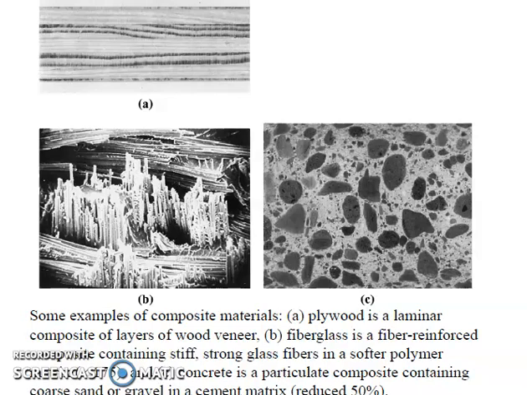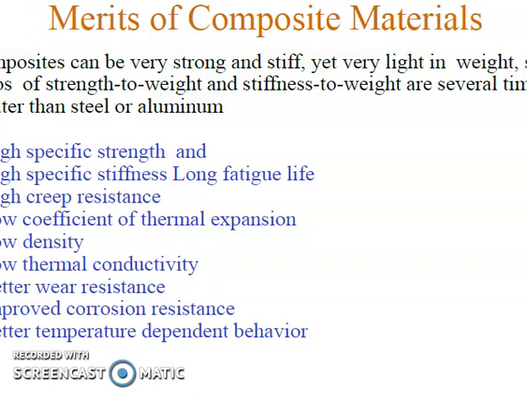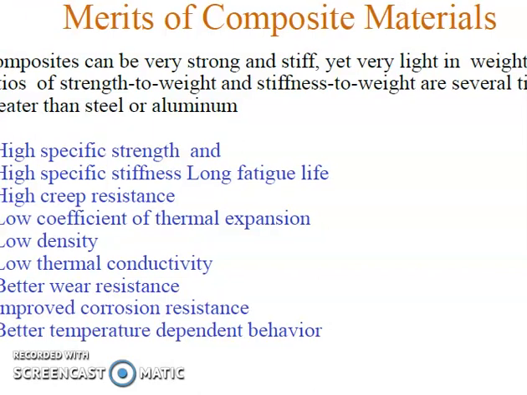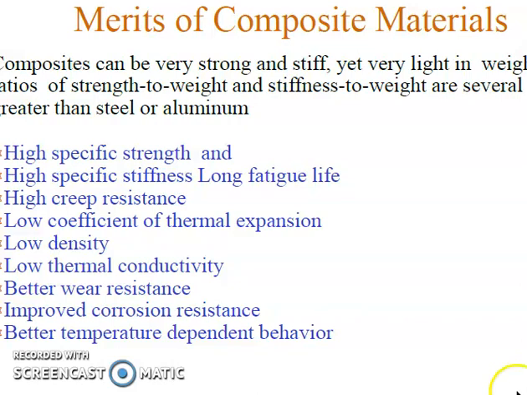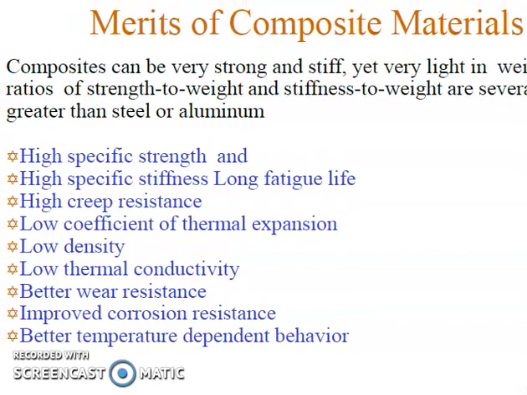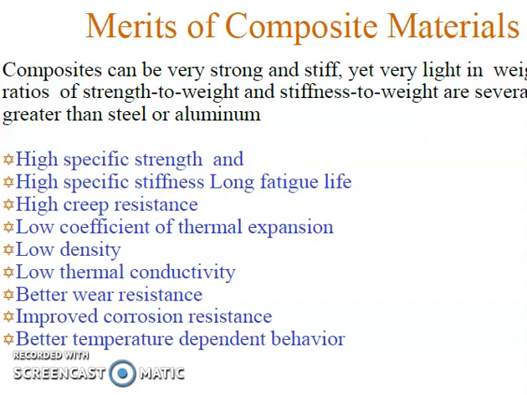Then next, classification of this composite material is based on different criteria. These include: composites are very strong and stiff. Strong and stiff, these two properties are exactly contradictory properties. You will find composites are lighter in weight, and their strength to weight ratio is also high. The stiffness to weight ratio is also several times greater than conventional metals such as steel and aluminum.